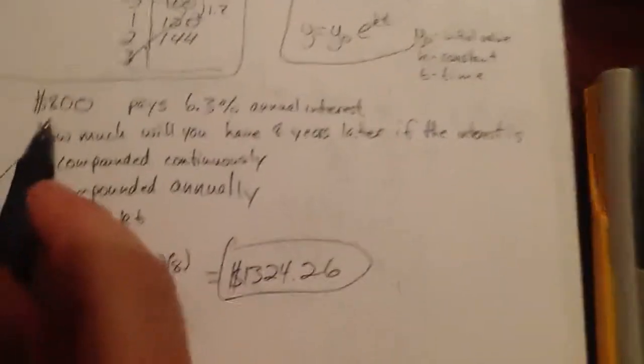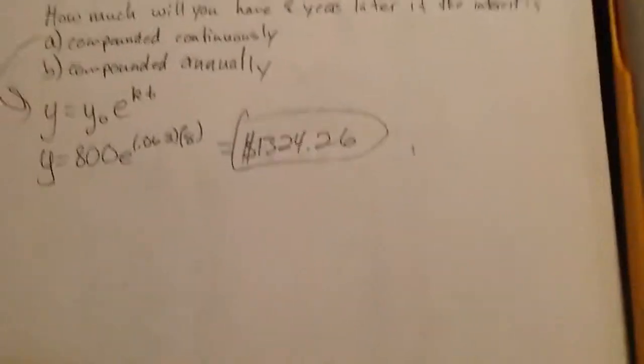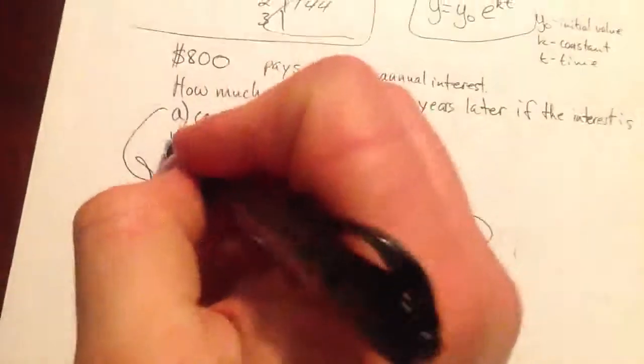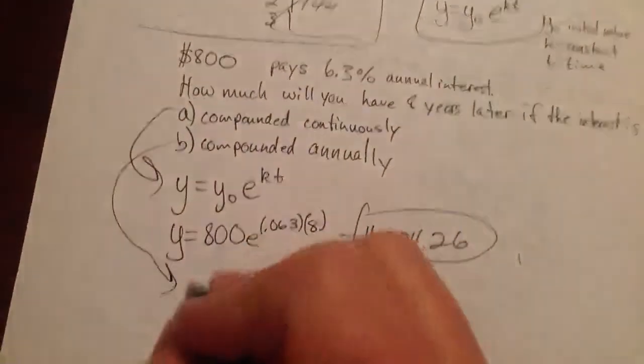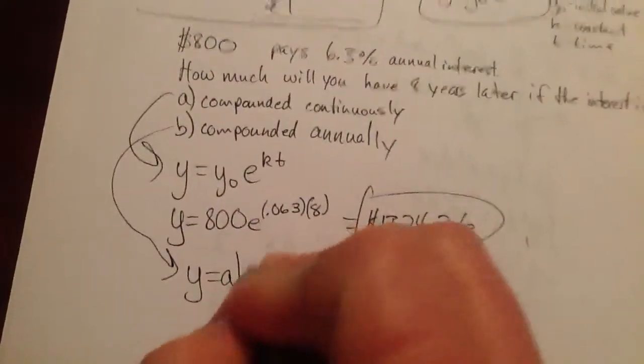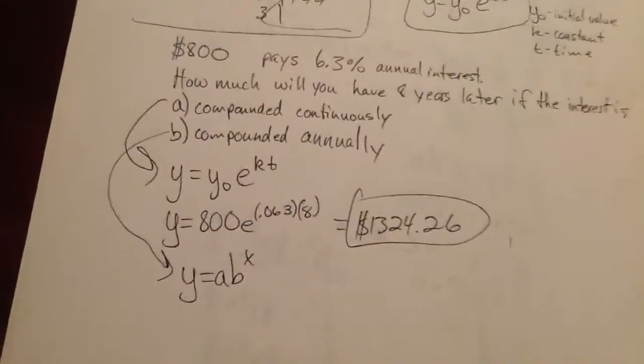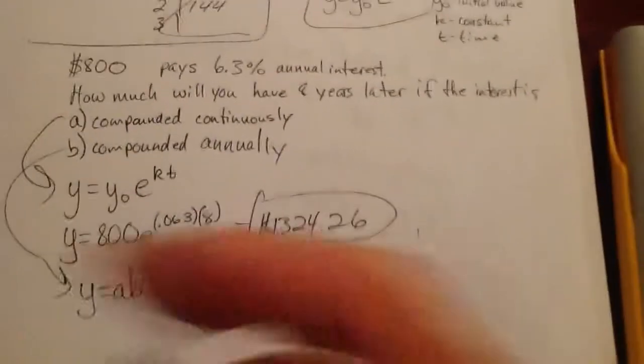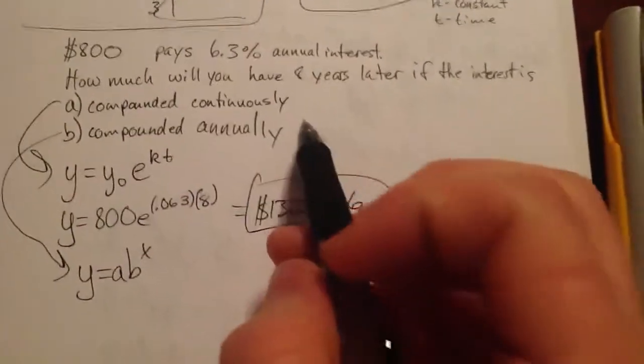You only made $500 in 8 years. So the way that's different, compounded annually, that'd be like our old way, just our y equals ab to the x. If you look in the book, they do not do it like this. So yeah, there's just something to point out.